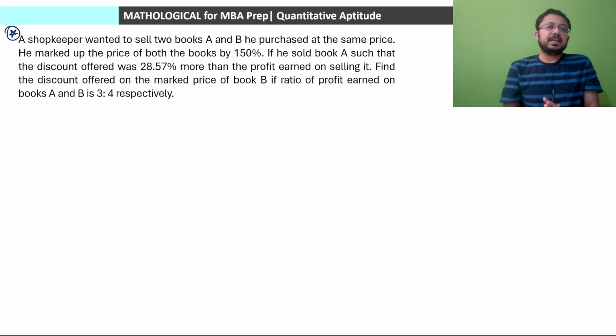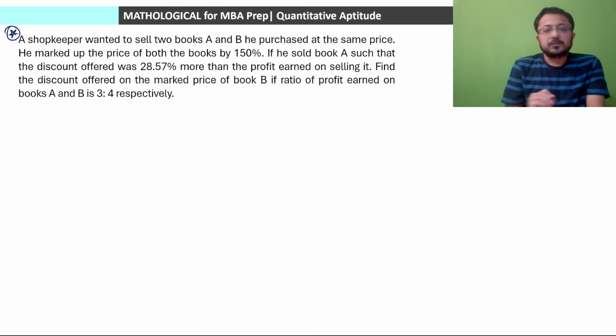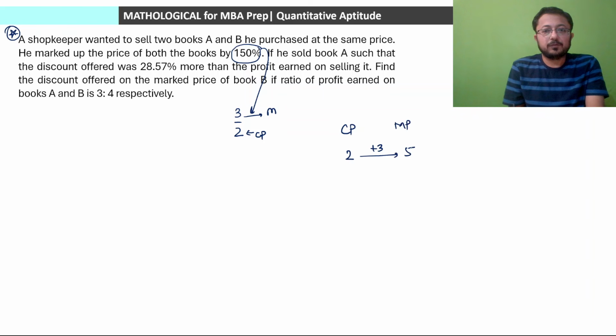तो question ये कह रहा है हमारा, देखो, cost price of A and B same. He marked up the price of both the books by 150% and 150% is 3/2. So this is the markup. So if 2 is the cost price, so 3 will be marked up. ठीक है, this is not the mark price, this is markup. So if CP is 2, markup is 3, so mark price will be 2 plus 3, which is equal to 5. यानी कि ratio of CP and MP, cost price and mark price, that will be 2:5.